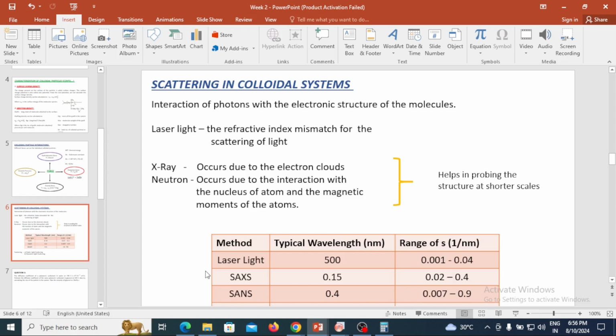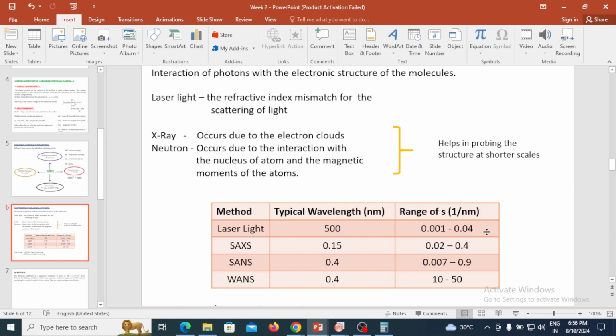Both X-rays as well as neutron rays are helpful in probing the structure of the molecule at shorter scales, and that is because their wavelength is in the nanometer range, in the lower order of the nanometer range. For example, laser light has a wavelength of 500 nanometers, and this determines the depth range, that is how far the light can penetrate through the material. It's in the order of just 0.001 to 0.04.